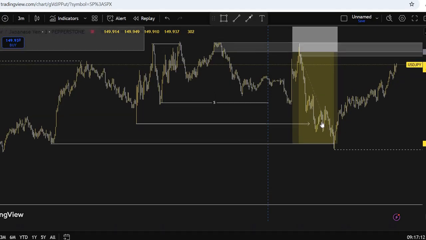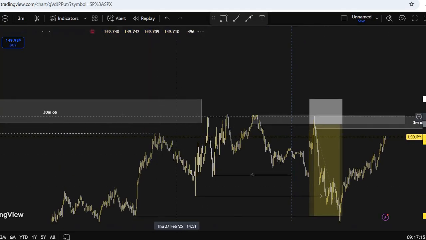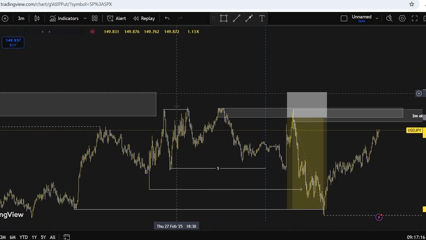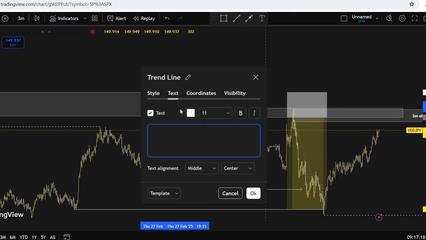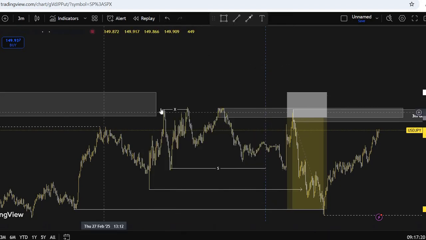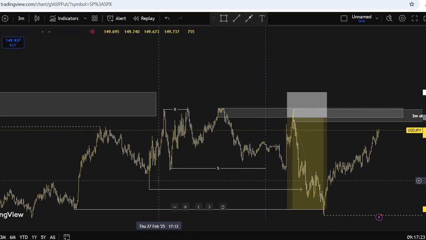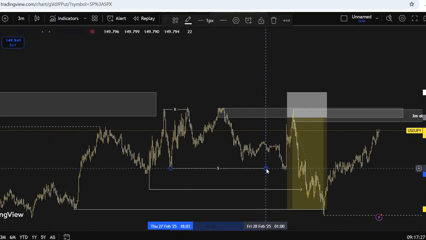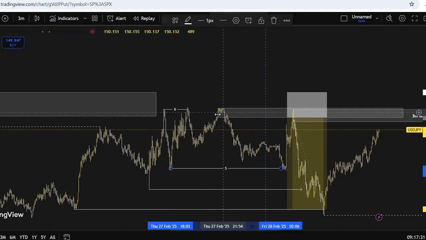So after price had mitigated the 30 minutes supply zone right here, it swept this liquidity, right? And then it broke structure right here. We broke structure at the downside. Right there, right? And then we left this supply zone behind. All right. Internally, we had broken structure somewhere around here. This is internal structure, but this one was the external one.